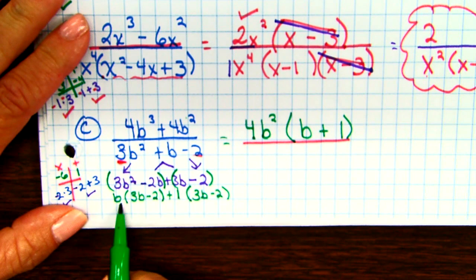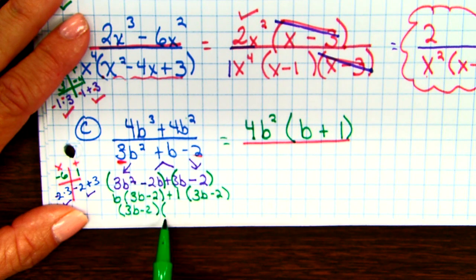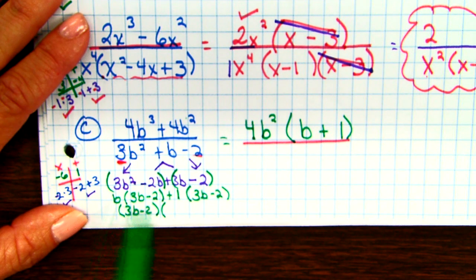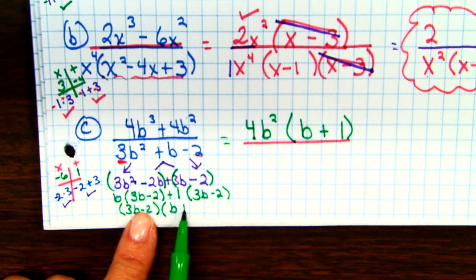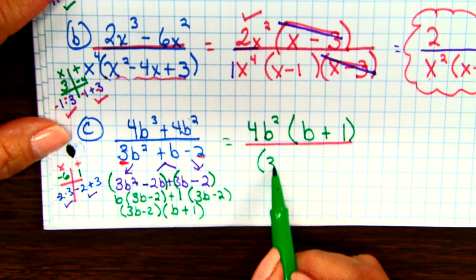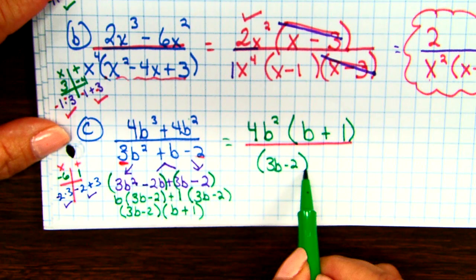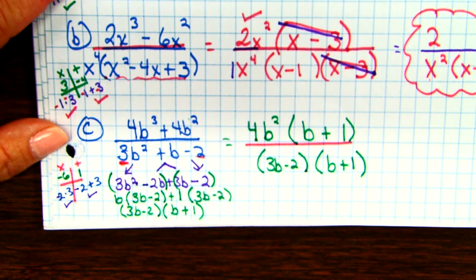And our factored answer would be what you see in parentheses is 1 set of parentheses, doesn't matter which one, and the GCFs, the B plus 1. That's why you have to put something there. Because what would you put here? B what? So even if it's a 1, we put a 1 there. So that's our denominator. 3b minus 2, b plus 1.